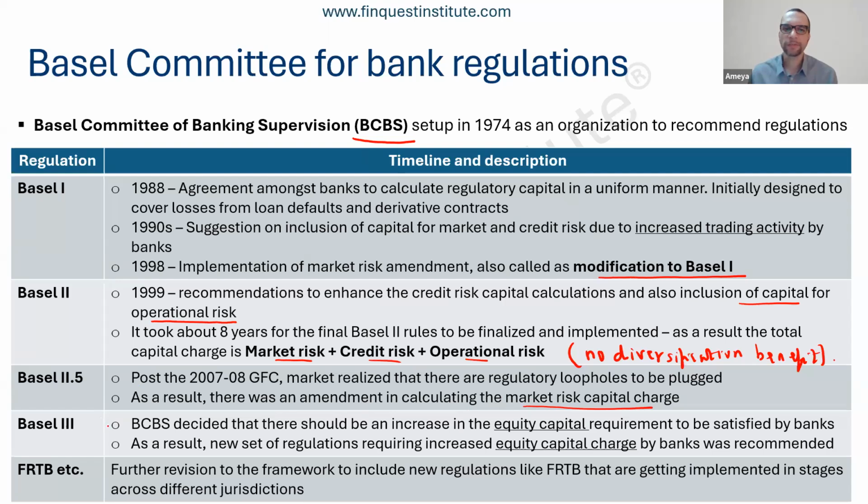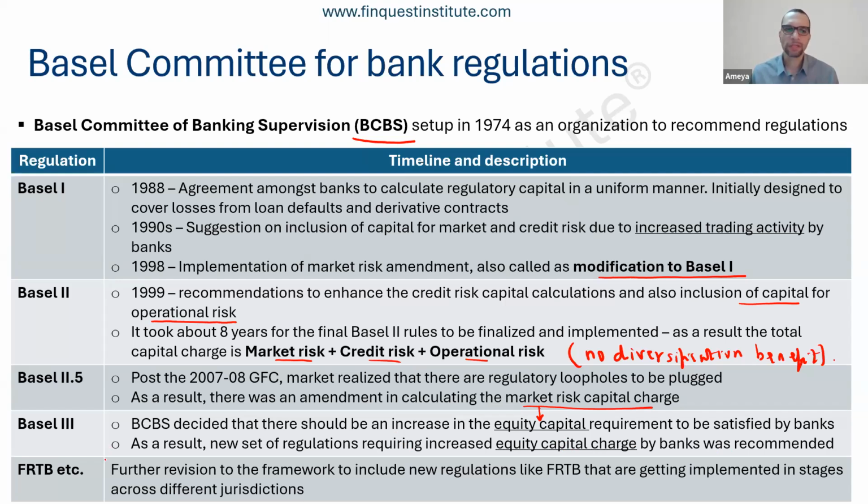Then came Basel III. The BCBS decided that there should be an increase in the equity capital requirements to be satisfied by banks. You'll observe that equity capital is something which we calculate as a part of tier one capital. That's one of the most important sources of capital for the banks. So the equity capital requirement came into being and banks had to satisfy that requirement. This set of regulations required increased equity capital charge by banks. It was recommended by the Basel Committee.